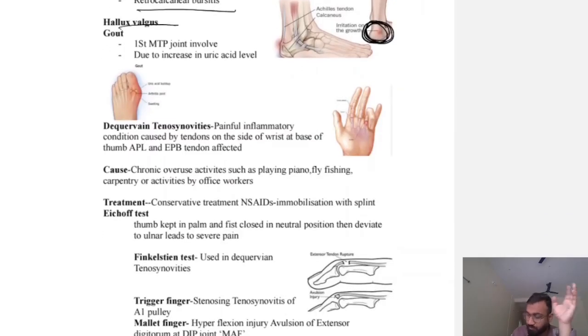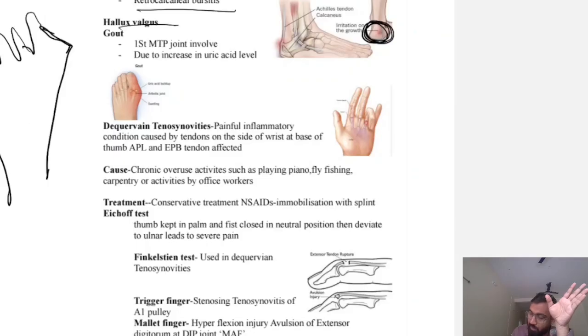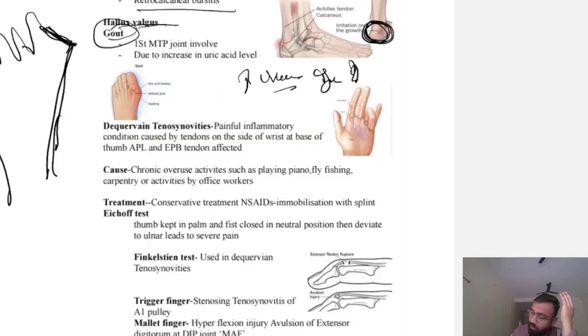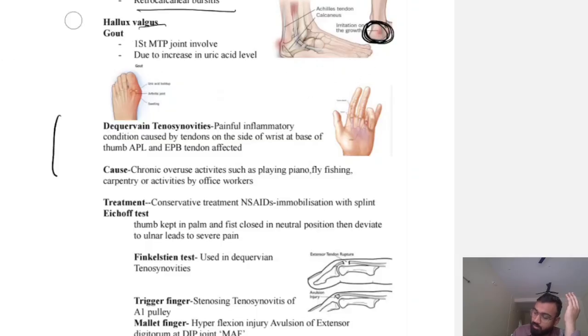Hallux valgus is a deviation. This is the foot. You can see this is medially deviated. This is hallux valgus. Gout is due to an increase in uric acid, which causes inflammation at the first MTP joint. We have learned about the anti-gout drugs in pharmacology.